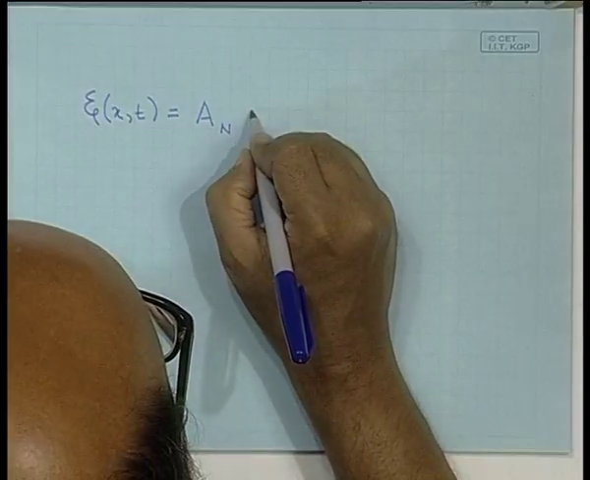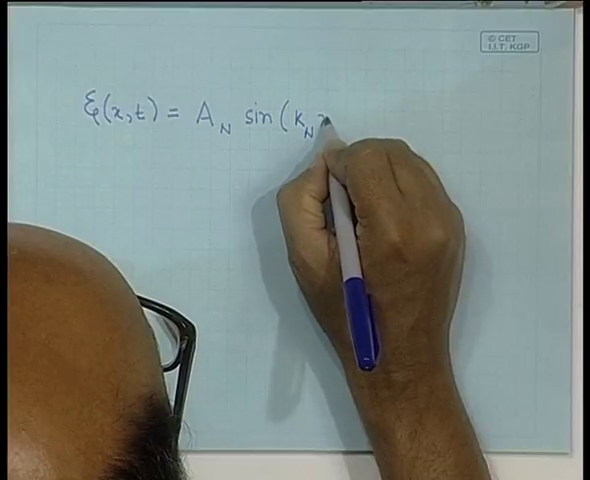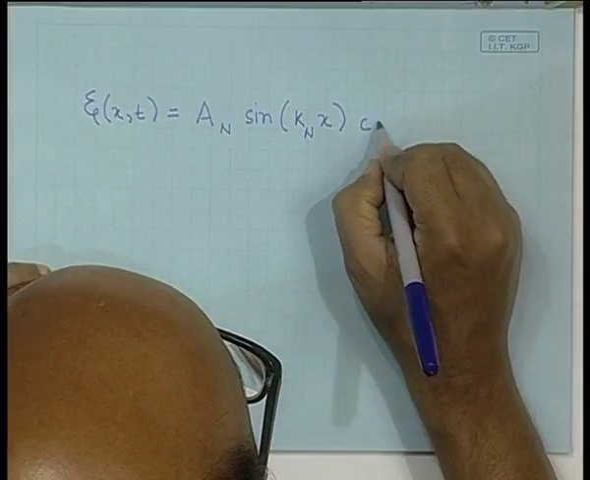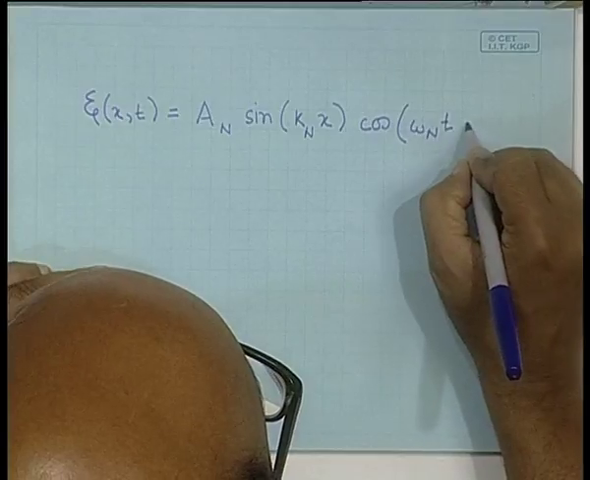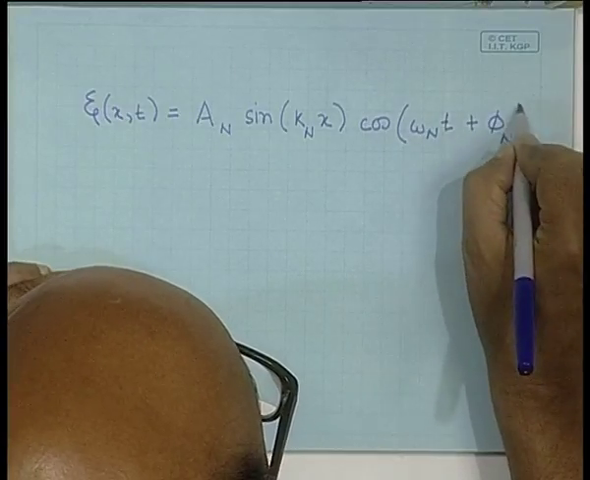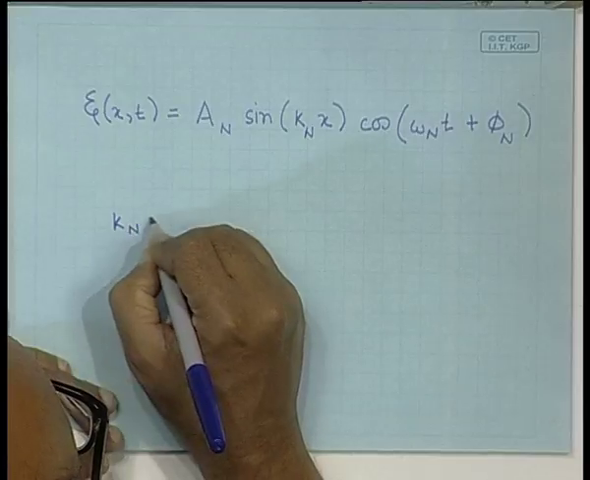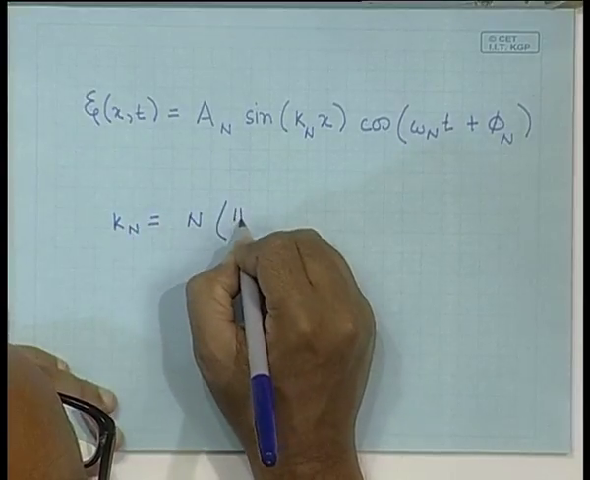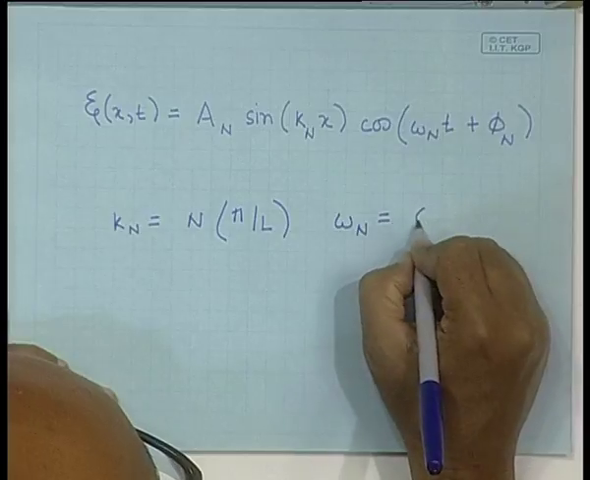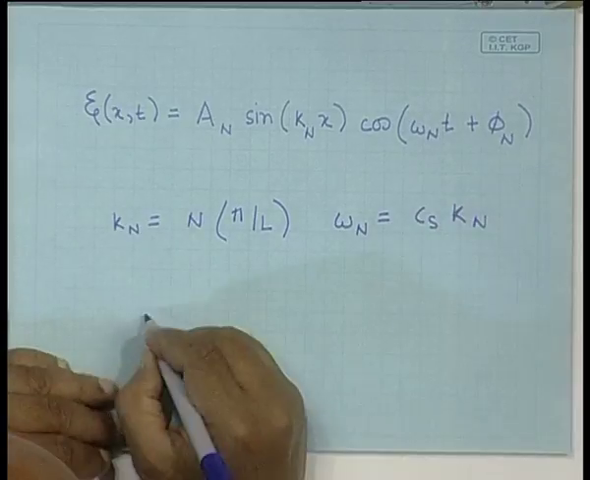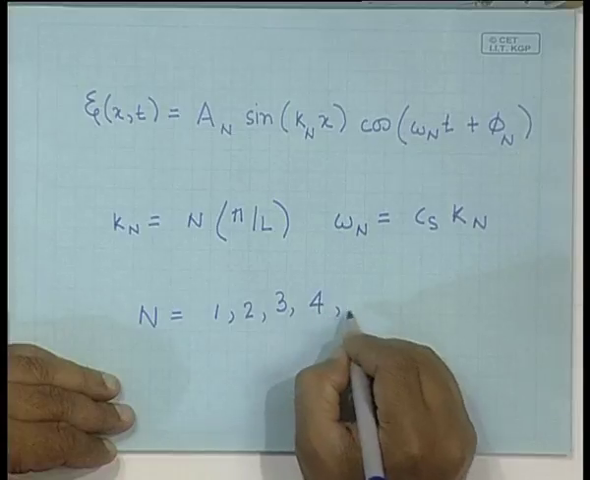a n sine kn into x cos omega n t plus phi n, where kn is equal to n pi by L, omega n is equal to Cs into kn. n could have any integer value, 1, 2, 3, 4, etc.